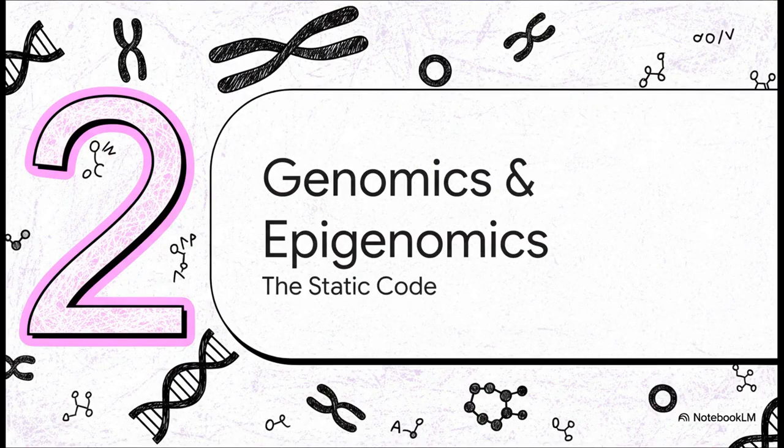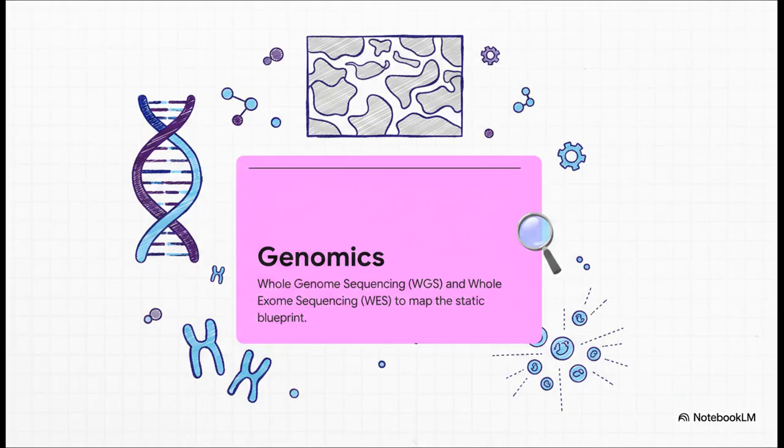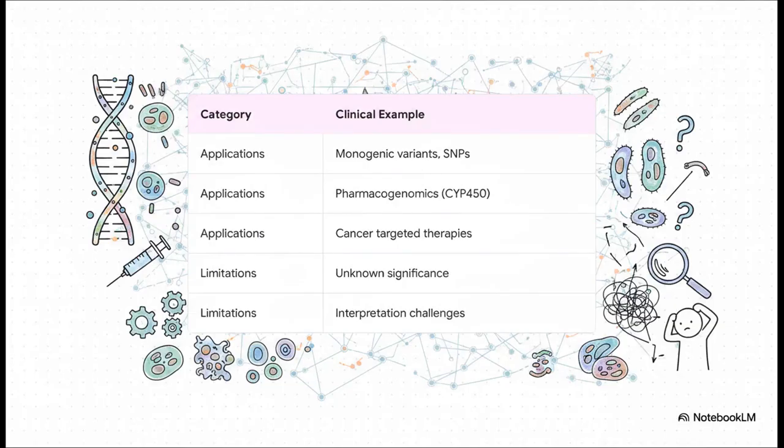Moving right along to Section 2, Genomics and Epigenomics. Starting with the static code, genomics is the fundamental layer here. It maps a patient's static biological blueprint, and we pull this off primarily through two methods: whole genome sequencing, or WGS, and whole exome sequencing, known as WES. Now, looking at the clinical applications, genomics is absolutely critical for identifying monogenic disease variants, single nucleotide polymorphisms, those are your SNPs, and general genotypes.